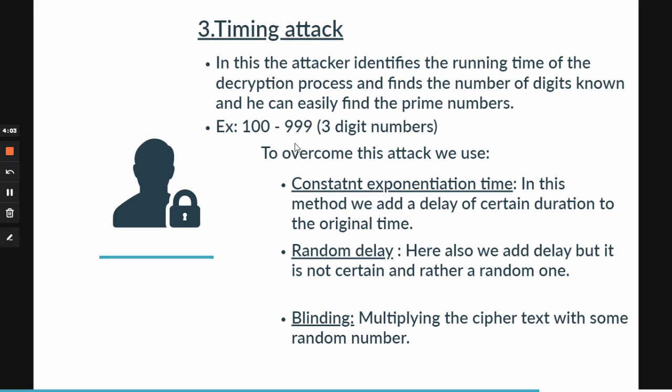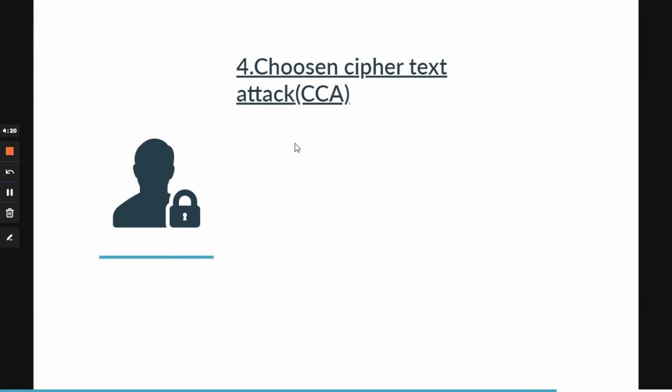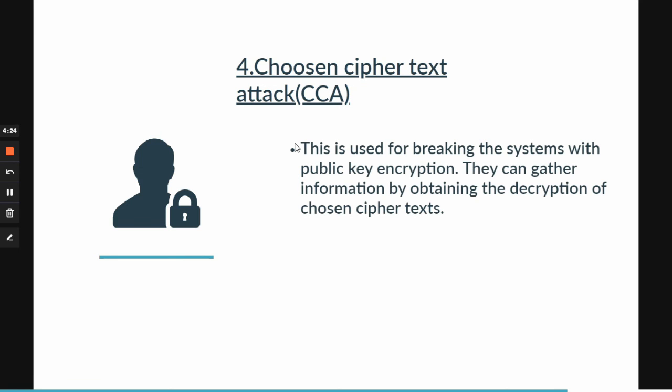The next and last one is the chosen cipher attack. What happens in this is the attacker will break into our system using the public key encryption. We know that encryption keys are public and decryption keys are private. So he'll enter our system using this public key, and he can also gather information about the decryptions, and he can gather information about the ciphertexts.